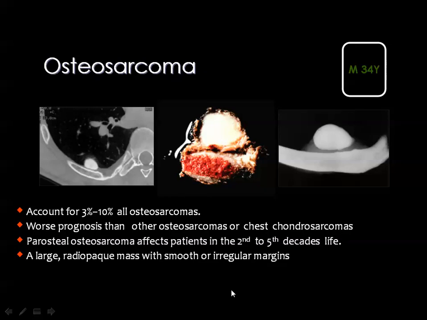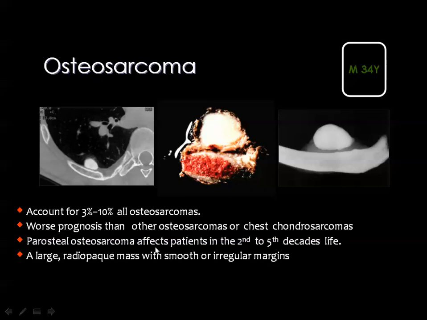And osteosarcoma is relatively rare in the chest wall, especially in the ribs, and it presents as an almost totally calcified extraosseous soft tissue mass, which is related to the mother bone, which may be the rib or the sternum or even the vertebra. And this has a worse prognosis than osteosarcomas anywhere else in the body, or chondrosarcoma in the chest wall.